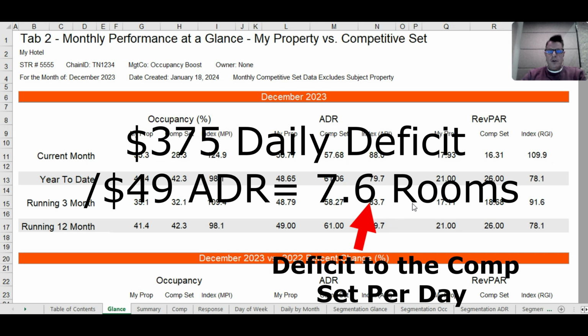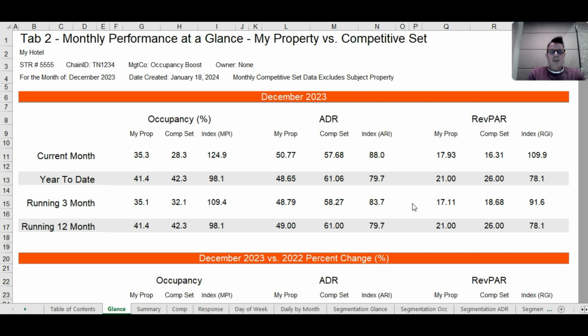So now I know as a property owner or manager that I need to make up around 7 or 8 rooms every single day in order to at least be even with my comp set. Now you want to beat your comp set, but the first step is to be even with your comp set. And in order to get even with your comp set, you need to do anywhere from 7 to 8 rooms a day. It's a lot easier to formulate a game plan when you know how many room nights you need to make up in order to at least be even with your competitors in your area.